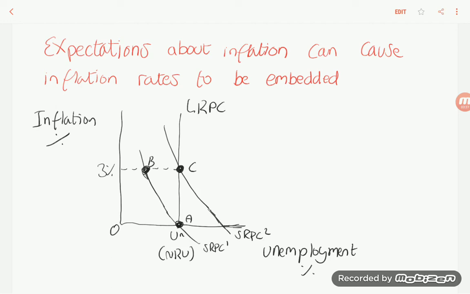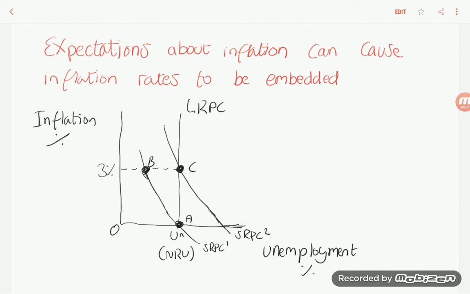However, if aggregate demand increases and this forces unemployment below the NRU, this will cause wage demands to go up and inflation will increase to 3%. At point B, economic agents will now expect inflation to stay at 3%. As a result, future wage negotiations will be based on inflation being at 3%.